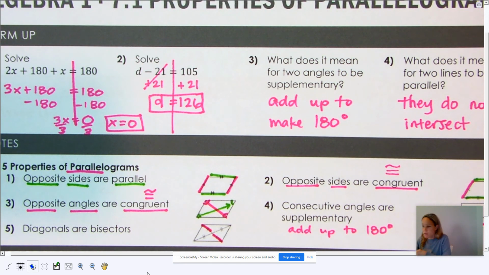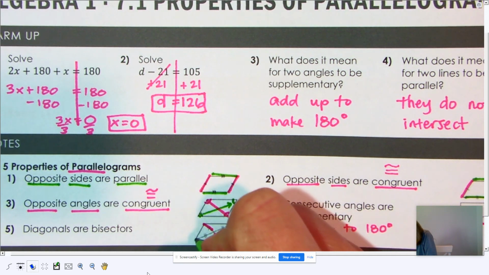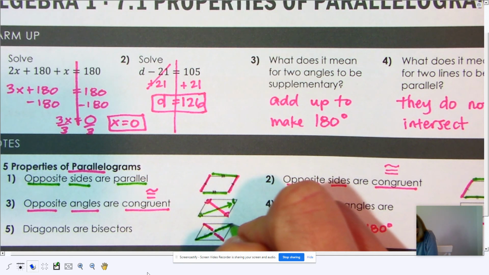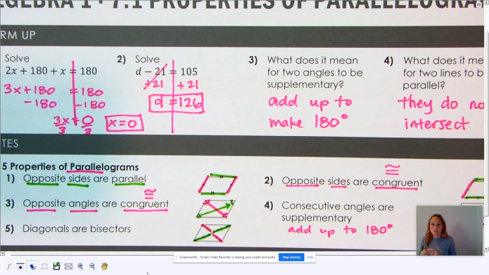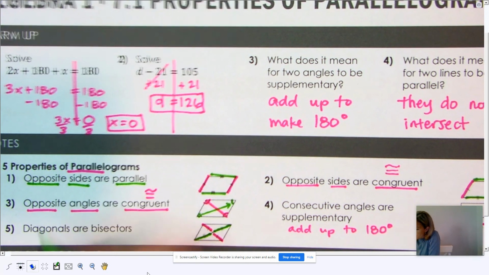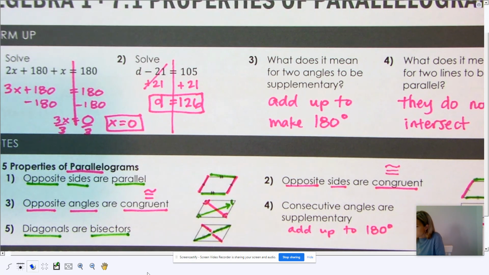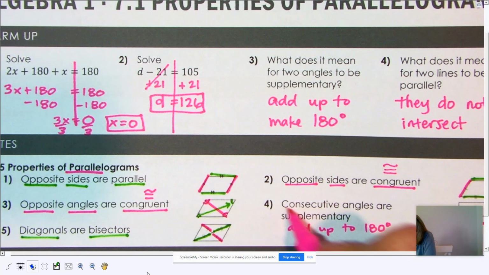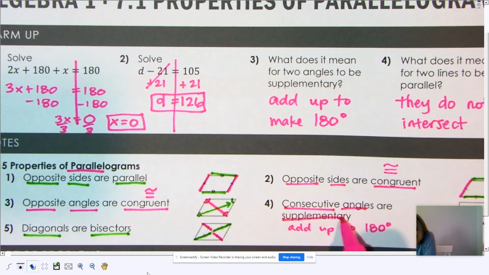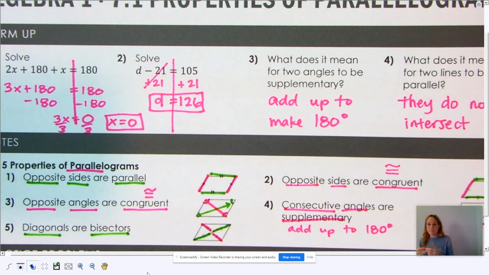So those two little parts are equal to each other, and these two longer green parts are equal to each other. Okay, so the diagonals chop each other in half. That's what a bisector is. Okay, so diagonals are bisectors. We also know that consecutive angles are supplementary. And remember, supplementary means 180.